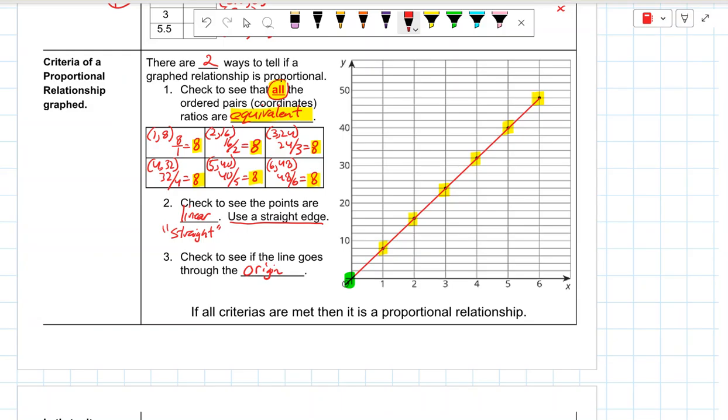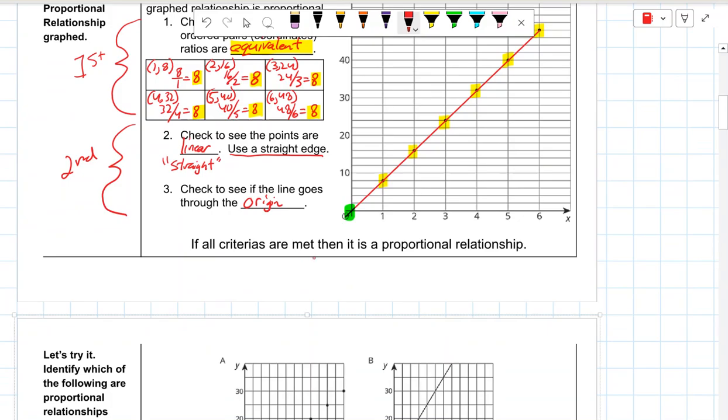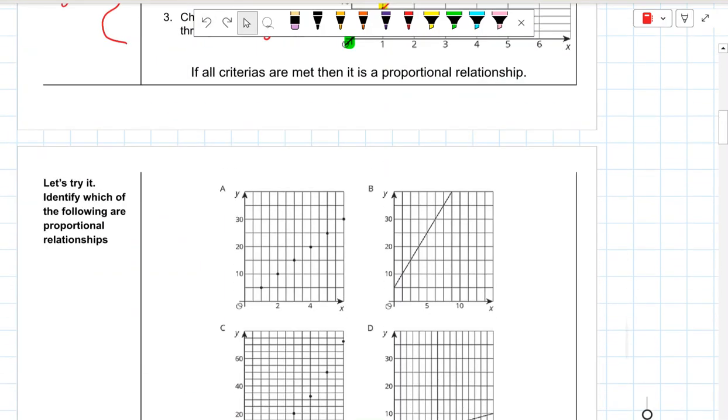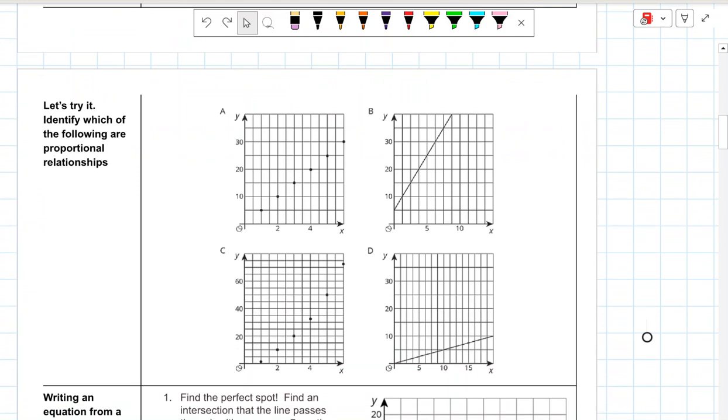Now, in these directions, there's 2 ways mentioned. Here is one way, and here is the first way. So you have the first way option, and you have the second way option. If all criteria are met, then it is a proportional value. So it is straight, it is going through the origin, and all of the ratios are equivalent. So therefore, this is proportional. Whoops, try that again. All right, next page. Let's try it.